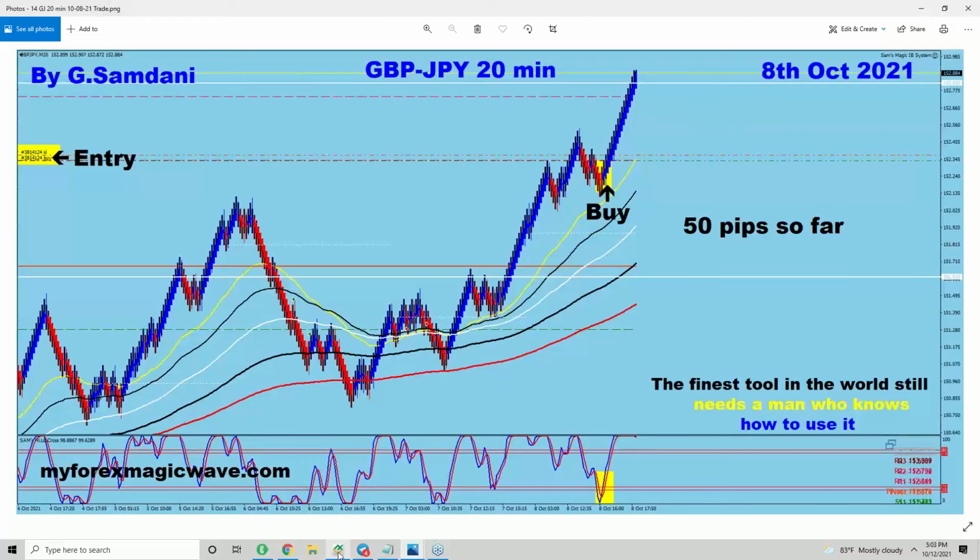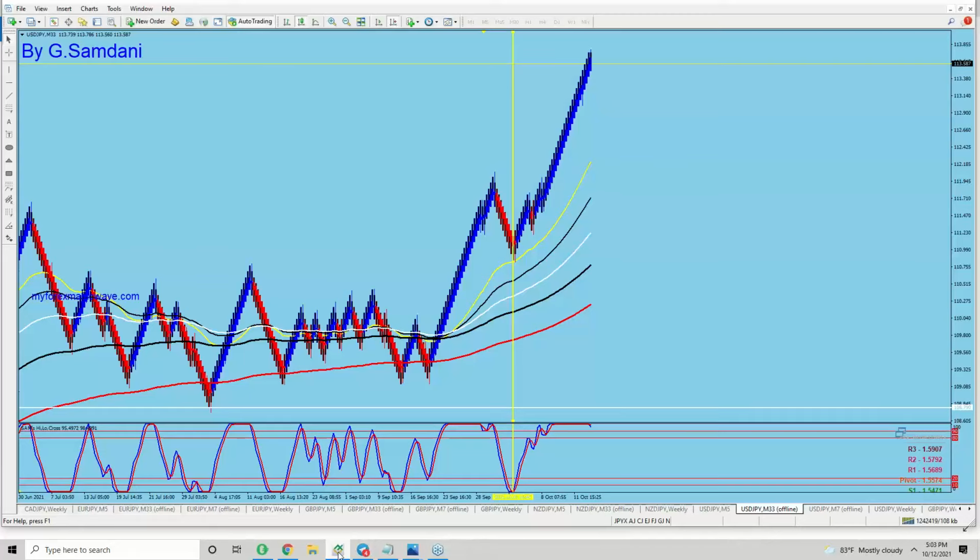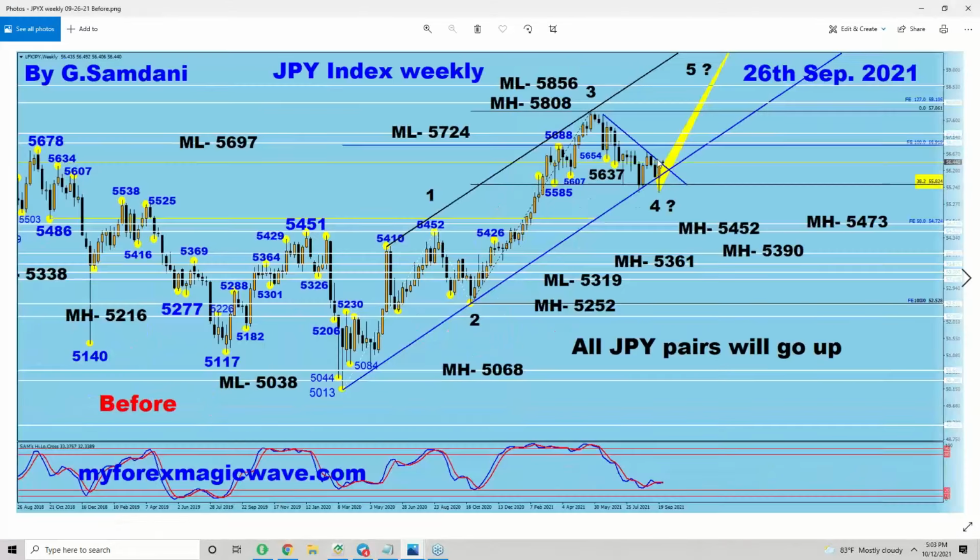Now, this is what I said on the chart, the one I made, this one. This is what I said: all yen pairs will go up, and they all did. No, forget about it, I don't want to make it complicated.